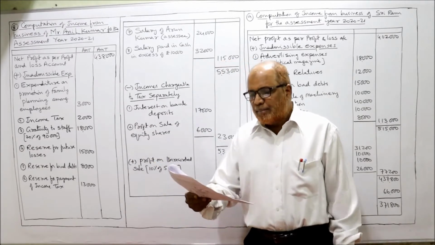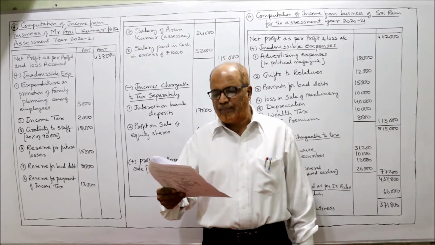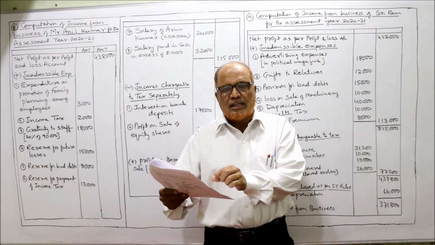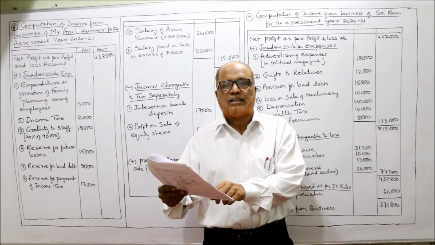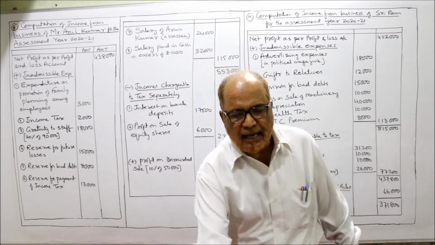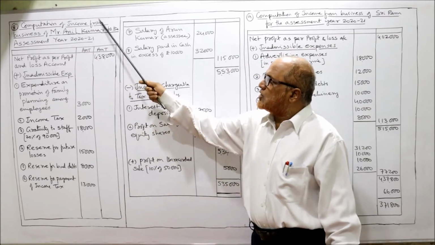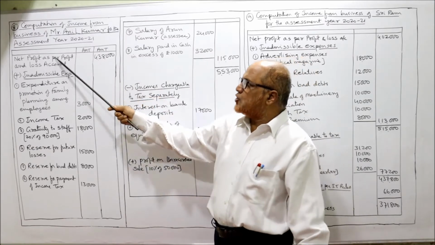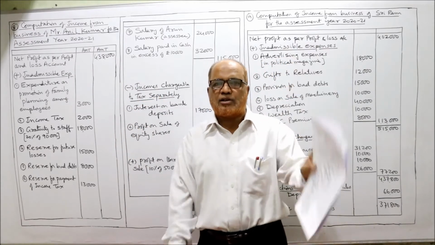8th problem. Mr. Anil Kumar furnished the following particulars for the assessment year 2021. Compute income from business. The profit and loss account is given. The net profit as per profit and loss account is 4,38,000. So we begin our calculations by taking the profit as per P&L account. You can see the computation of income from business of Mr. Anil Kumar for the assessment year 2021. Net profit as per profit and loss account 4,38,000, given in the profit and loss account.